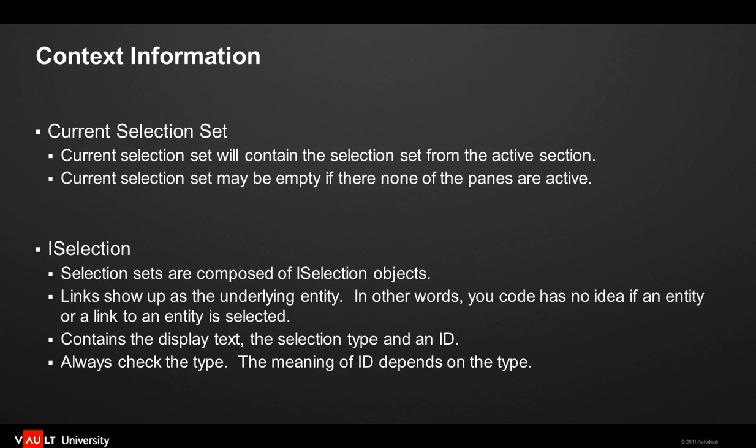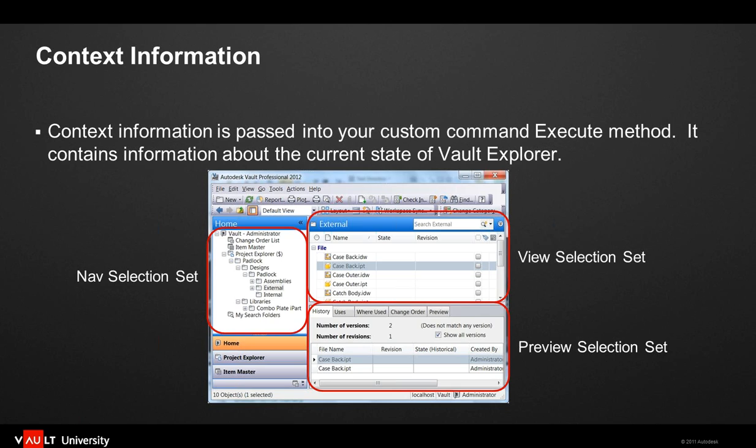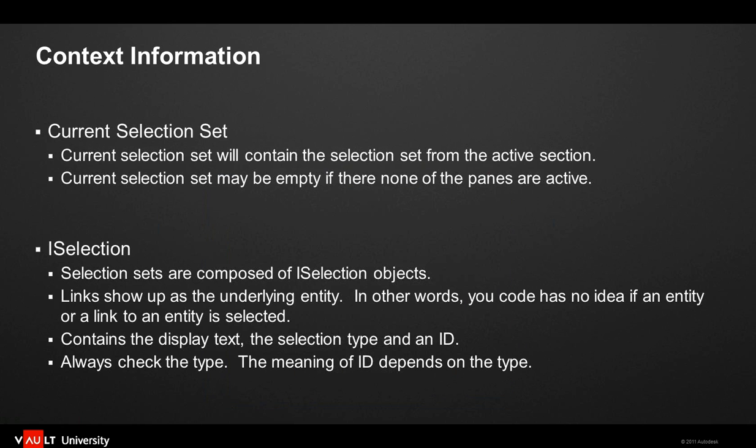There's also a 4th selection set in the event args called the current selection set. It'll either be the navigation selection set, the view selection set, or the preview selection set, depending on which one is the active window pane. So only one of these panes is going to be active at any given time, and the current selection set will have the selection from the active pane. It's also possible that the current selection set will be empty, because none of those panes are active. So keep that in mind too.